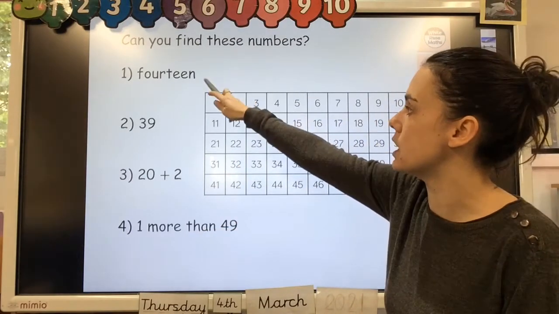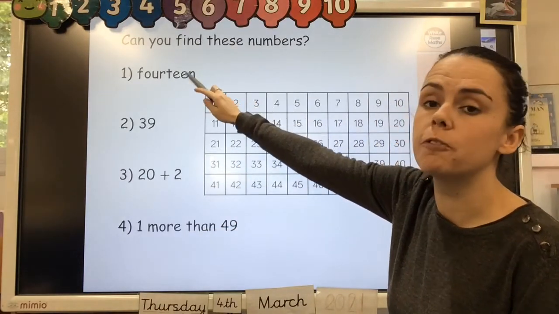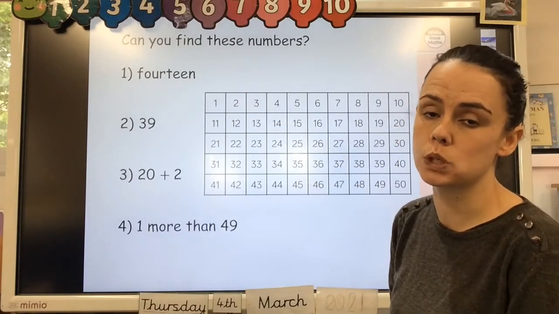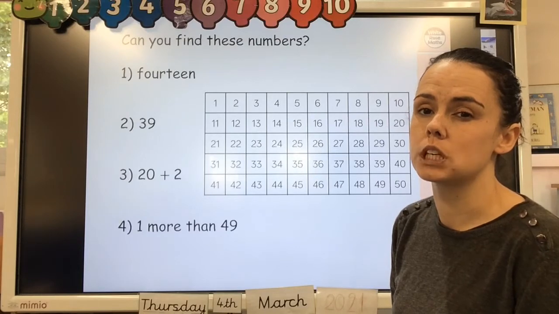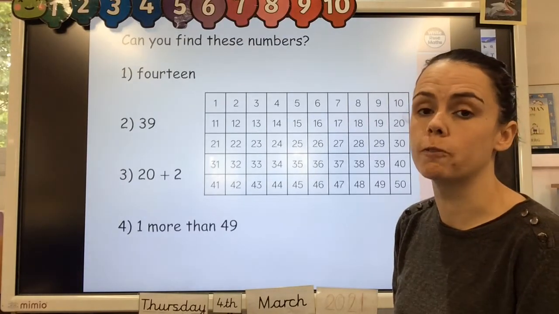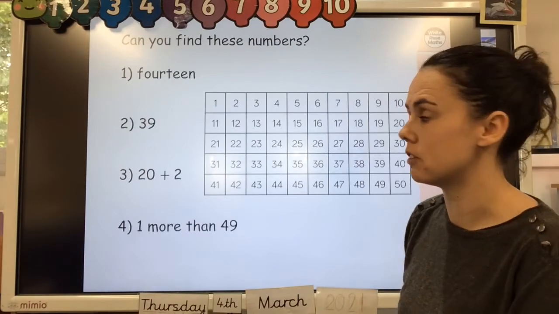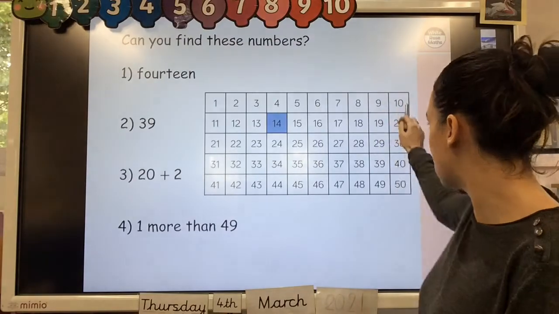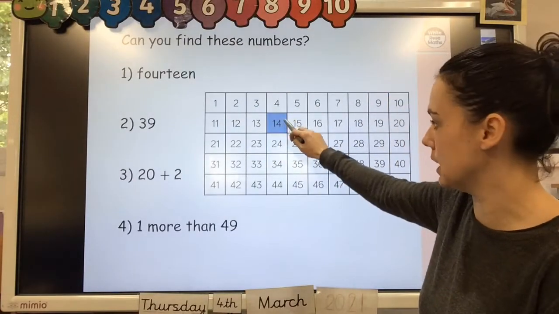So what's our first one? Number 14. On your number square, can you have a go at finding 14? 14. Don't get it confused with 40. Right, 14 is here because we've got 10, 11, 12, 13, 14.